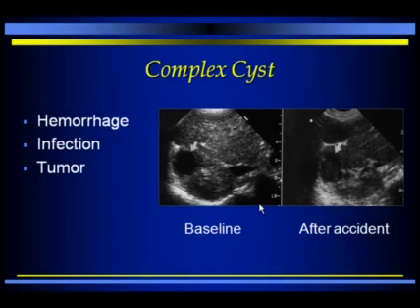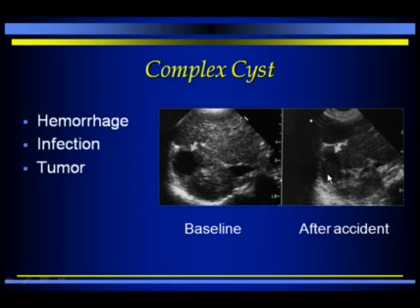Now, we talked about the criteria for a simple cyst, and they were clean and anechoic with sharp walls and good through transmission. Now, this is a patient with a clean cyst in his kidney, goes skiing, and after a traumatic incident with skiing, has echoes within the cyst. And so this is hemorrhage within a cyst.